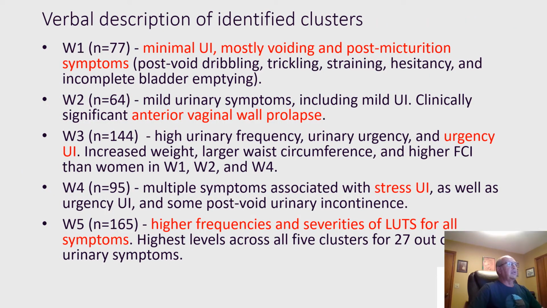Here's the brief verbal description of the identified clusters. All of them demonstrated high urinary frequency, and none could be characterized by a single symptom. Cluster W1 presents minimal incontinence and mild voiding symptoms. W2, mild urinary symptoms and significant prolapse. W3, high frequency, urgency, and urgency incontinence. W4, multiple symptoms associated with stress incontinence. W5, high severity of LUTS for all symptoms.